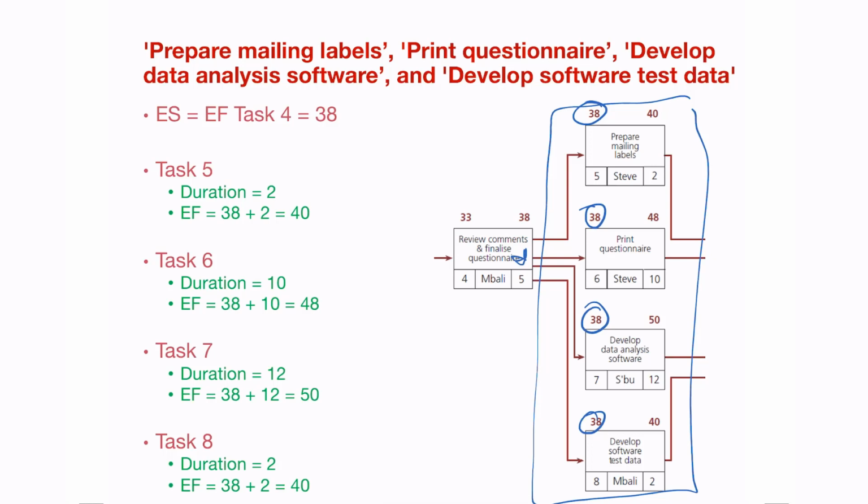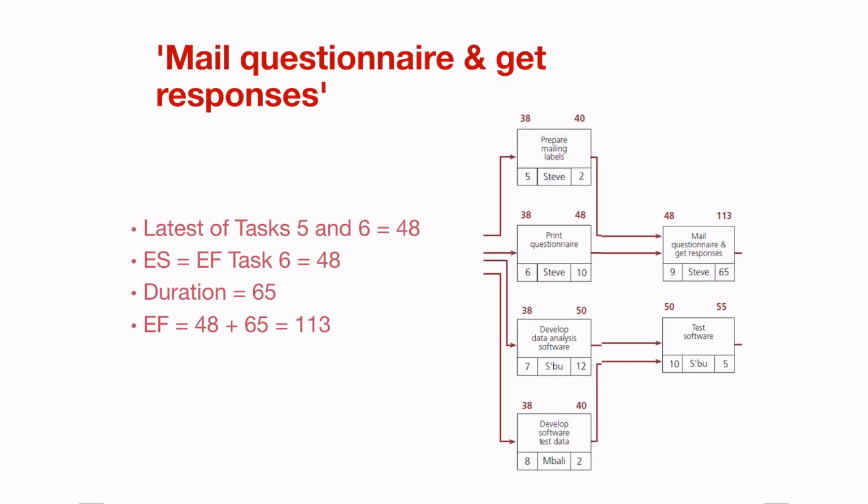You cannot print it if you don't have it. You cannot develop a data analysis software if you don't have the final questionnaire. And you can also not develop software test data if you don't have the questionnaire. So task 5, task 6, task 7, and task 8 all start on day 38. They have various start and finish times. Now, those were the 4 tasks that all happen concurrently.